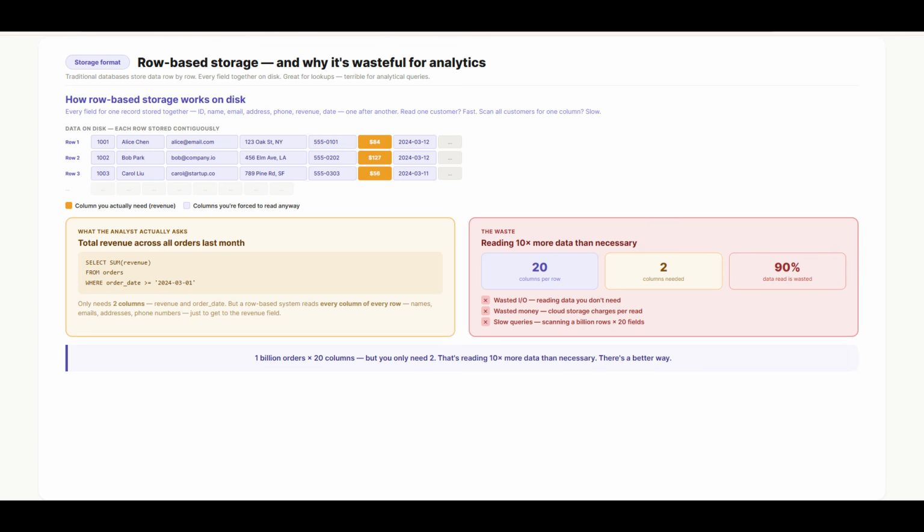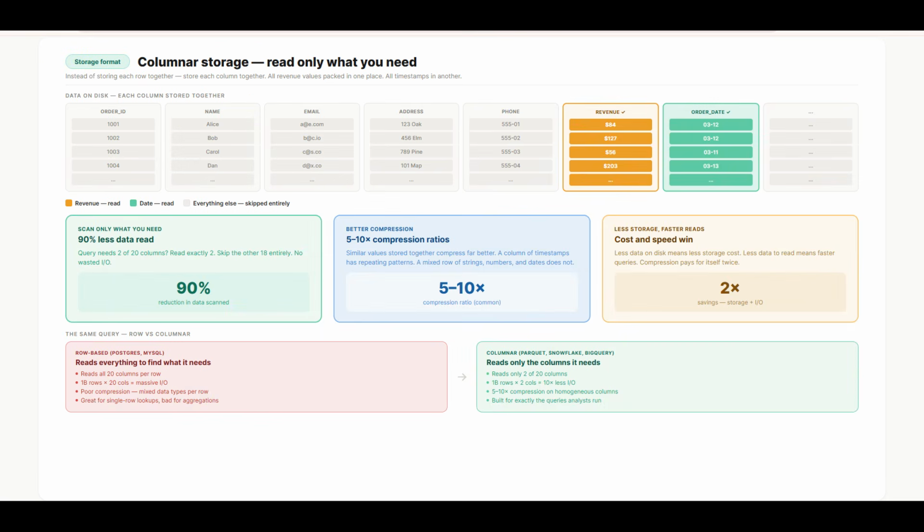That's a slow query. Columnar storage flips this. Instead of storing each row together, it stores each column together.